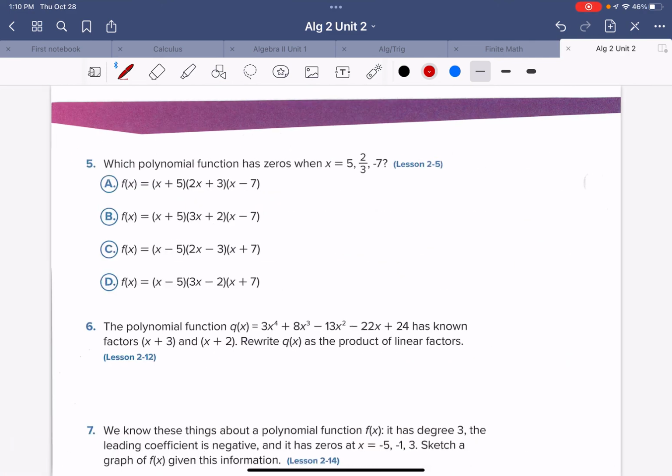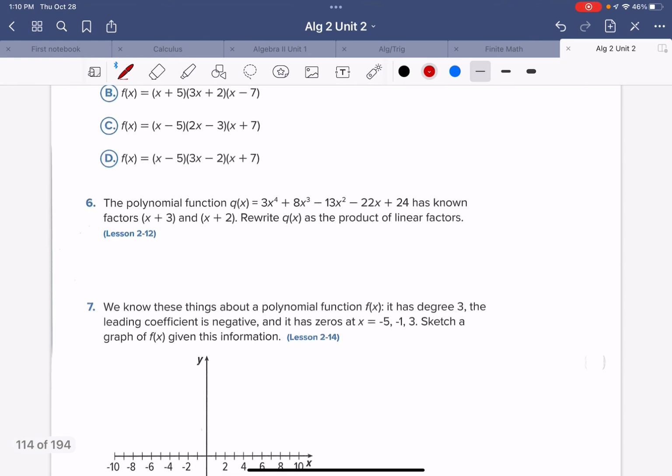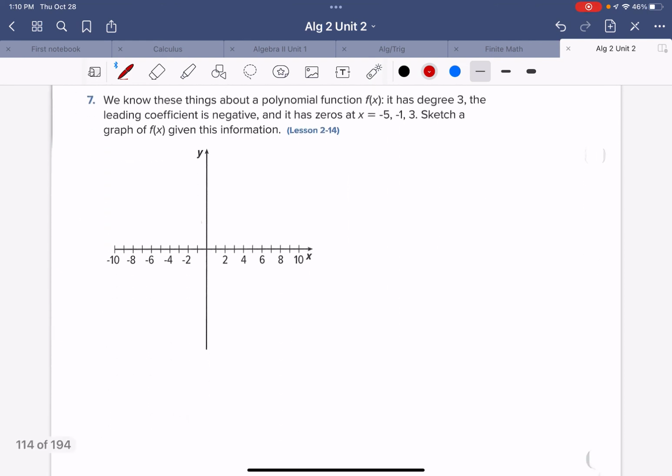This one here we've done 100 times. This one here you have to divide it out twice. So you got to divide and then divide again in order to figure out how to factor it linearly. We're definitely going to go over that one in class.